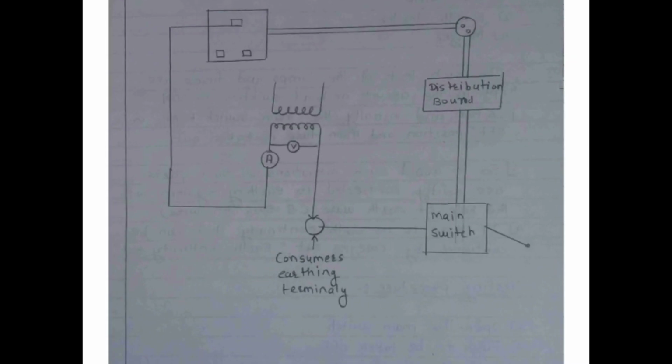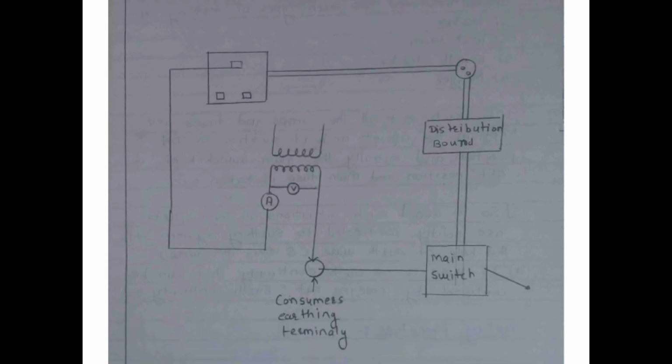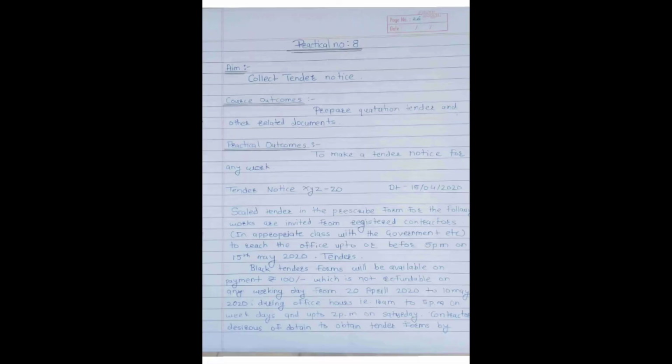Next, this is the consumer earthing terminology. This is the main switch and distribution board, this is the diagram, and this is the procedure. And after this, practical number 8, where the aim is to collect a tender notice. It is very simple and easy.